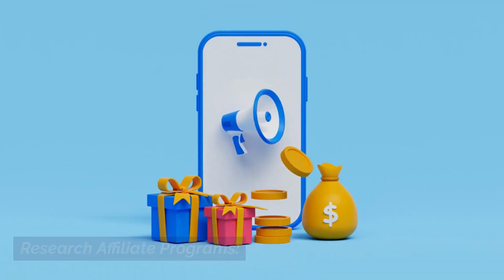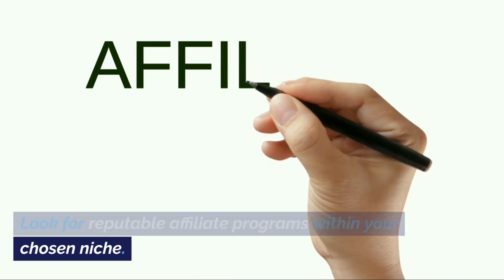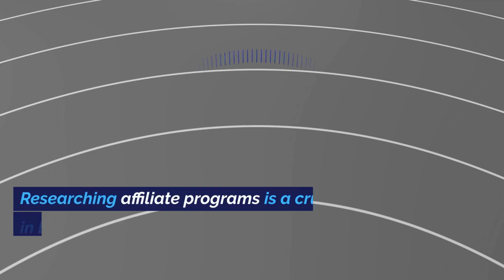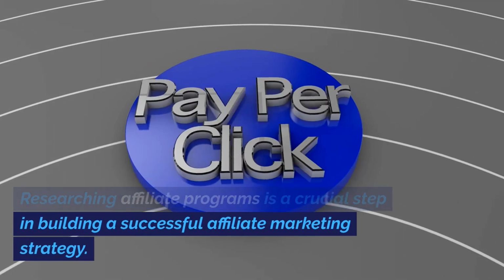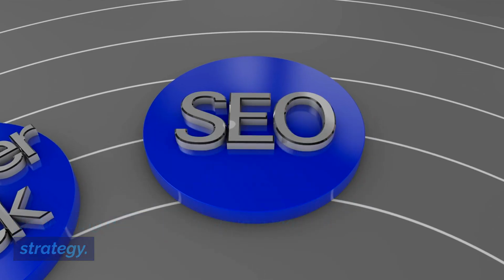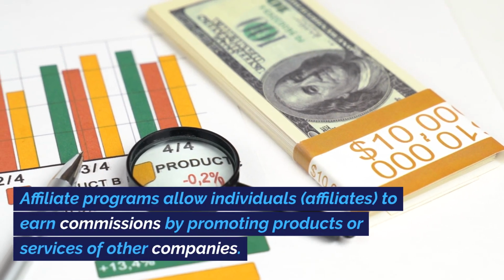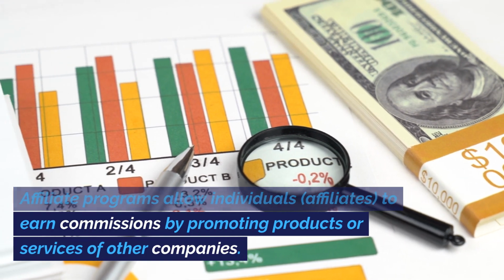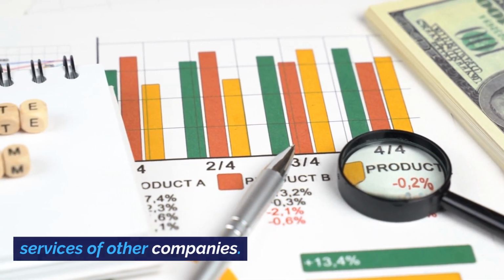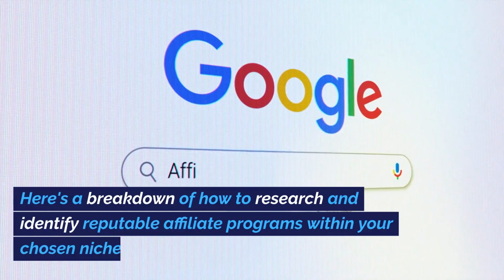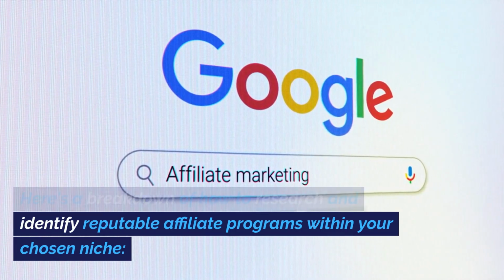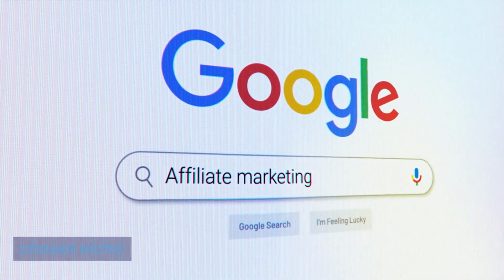Research affiliate programs. Look for reputable affiliate programs within your chosen niche. Researching affiliate programs is a crucial step in building a successful affiliate marketing strategy. Affiliate programs allow individuals, affiliates, to earn commissions by promoting products or services of other companies. Here's a breakdown of how to research and identify reputable affiliate programs within your chosen niche.